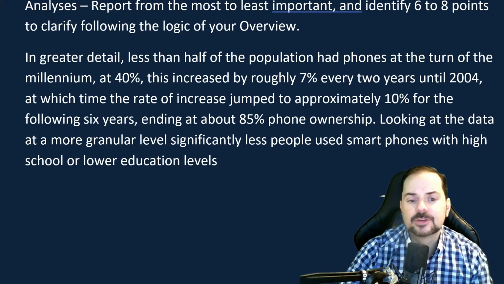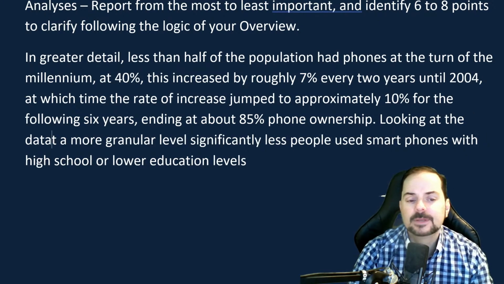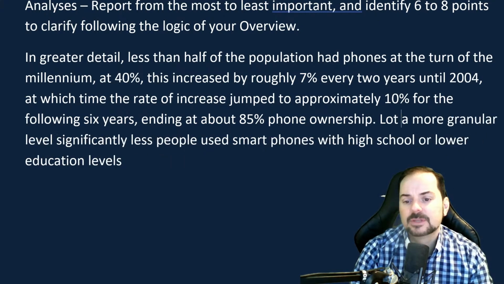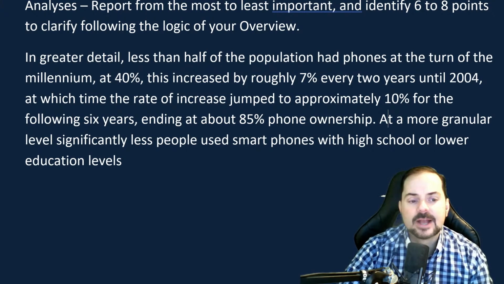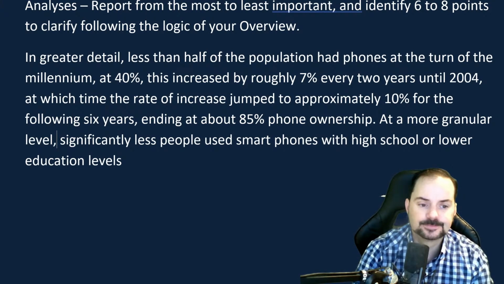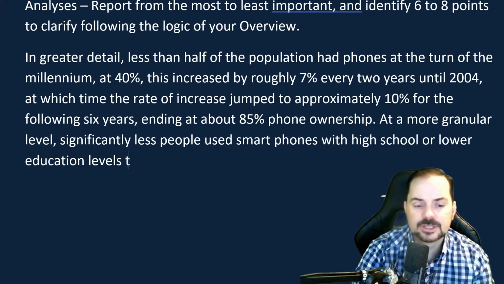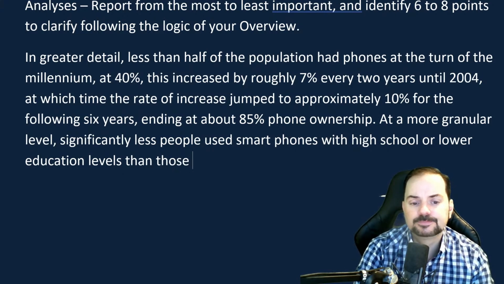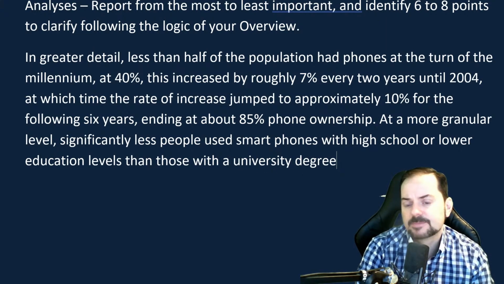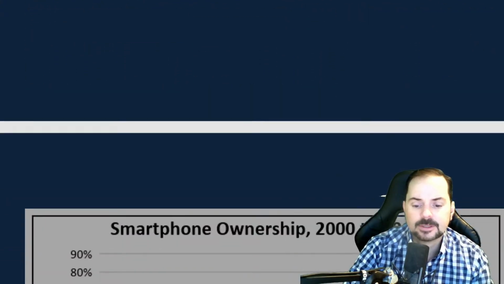So at a more granular level, significantly less. So looking at the data at a more granular level, and you know what? Again, this is wordy, so I can even do this. So at a more granular level, significantly less people use smartphones with high school or lower education levels than those with a university degree. Okay, whether that's bachelor's or not, all right?